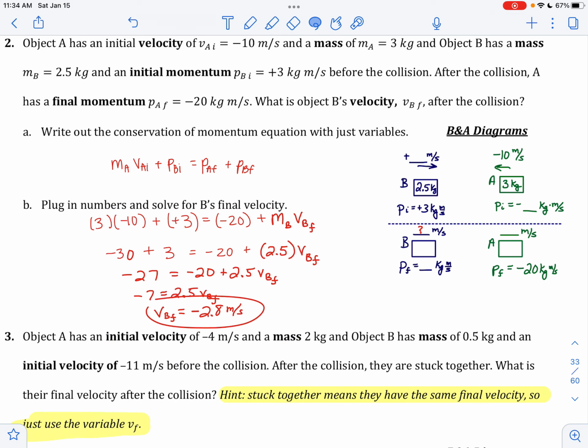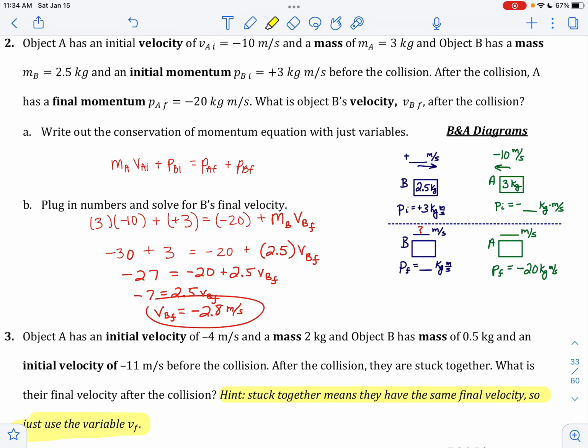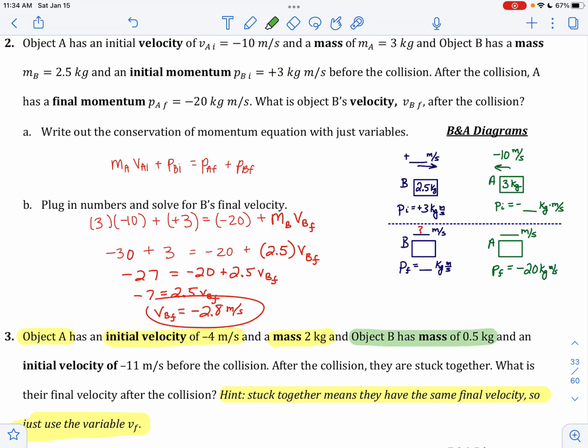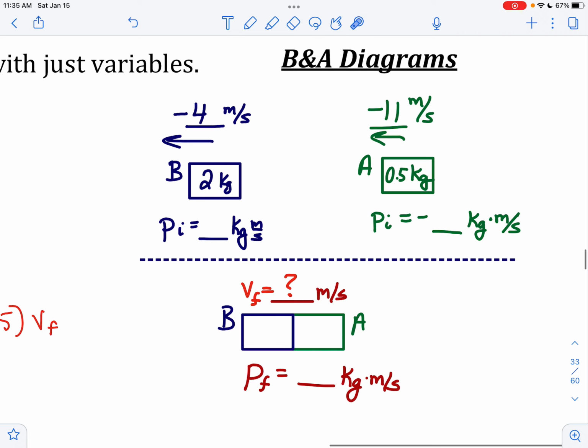Okay, so let's get this out of the way a little bit here. When we're reading, we should be annotating and drawing our diagram. So we have an initial velocity of 4 and mass of 2 kilograms for A. And then B has a mass of 5 kilograms and an initial velocity of negative 11 before the collision. And then afterwards, they're stuck together. So my before and after diagram is going to look like this. I'm just copying all the values.